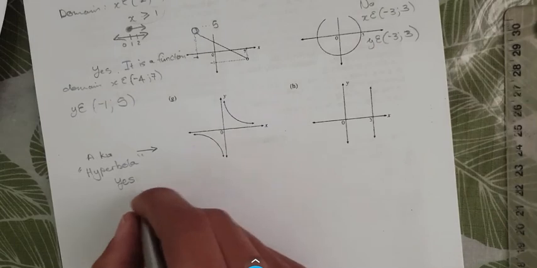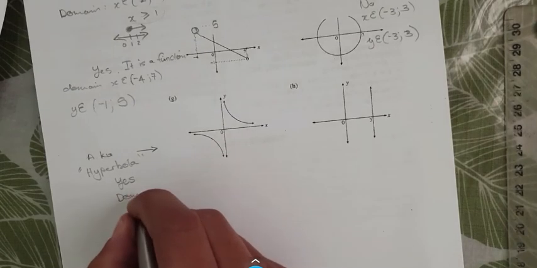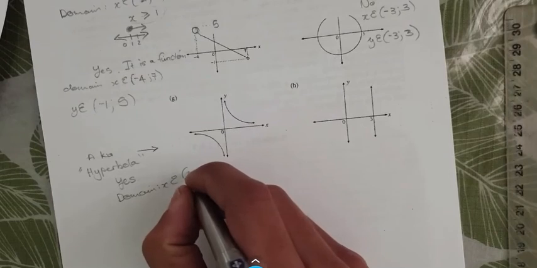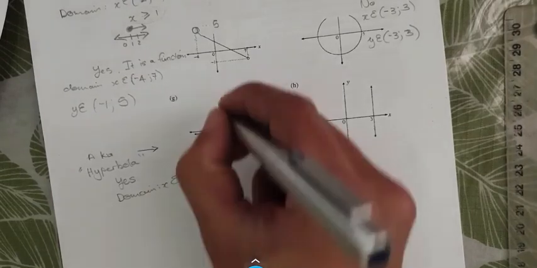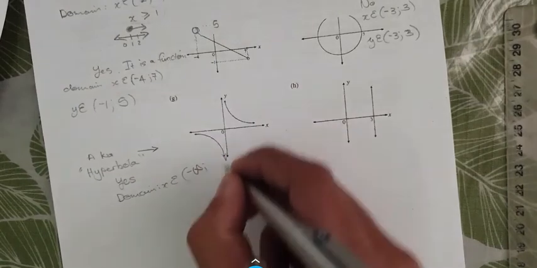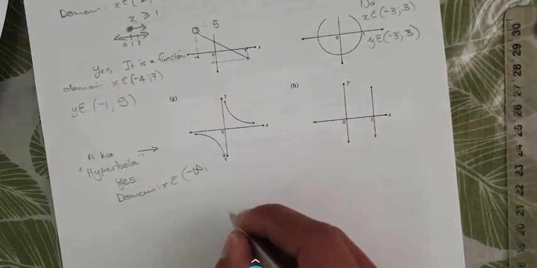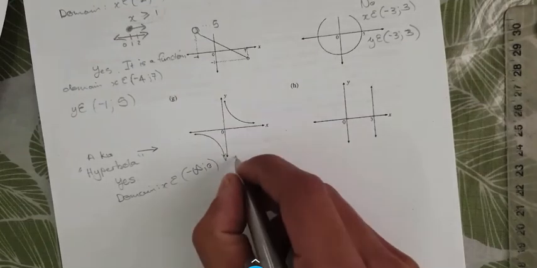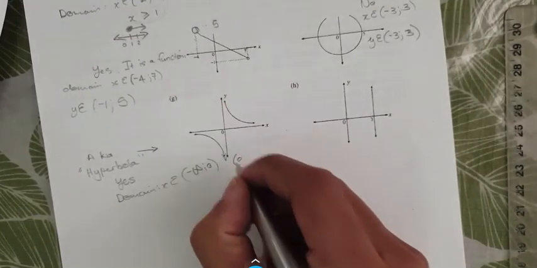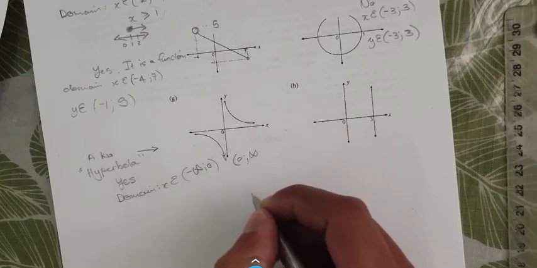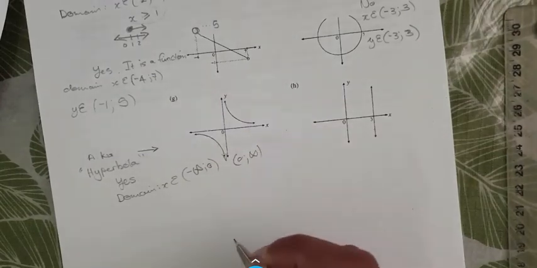the domain. Let me just get a little bit more space. Yes, the domain is going to be x is an element of what? -infinity. But what happens here? It reaches down and then it goes down forever and ever, but it never crosses this y-axis. Alright, so it goes until 0. And then once again it starts again here on the other side of the 0, and it goes until infinity again. Alright, so that is what we have there.